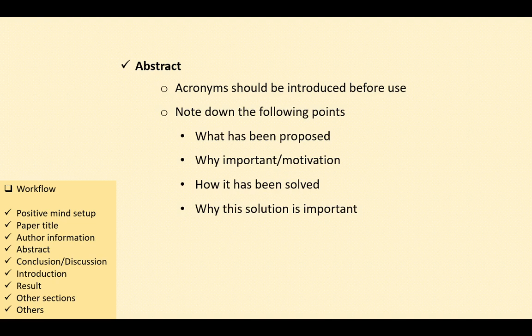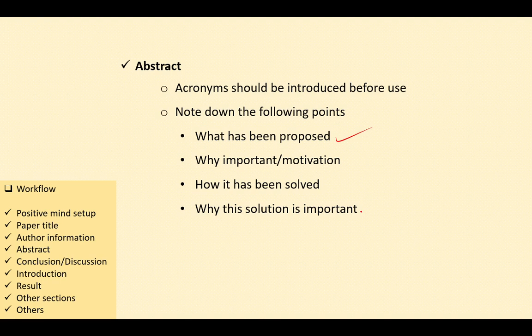Then note down these following points. Those are important. See what has been proposed and how many things have been proposed. Then note what is the motivation or importance of this work. Then note down how it has been solved, what method they have proposed, right? Or what tools or equations or algorithms they are using to solve it. Then also note down why this solution is important.